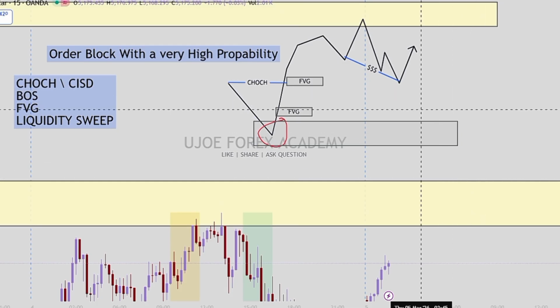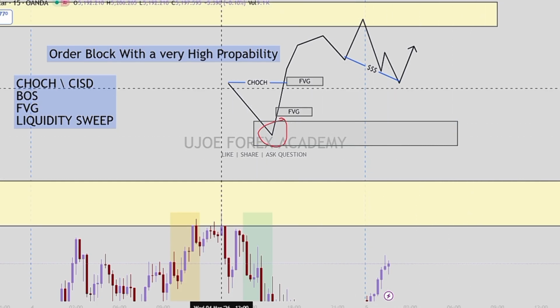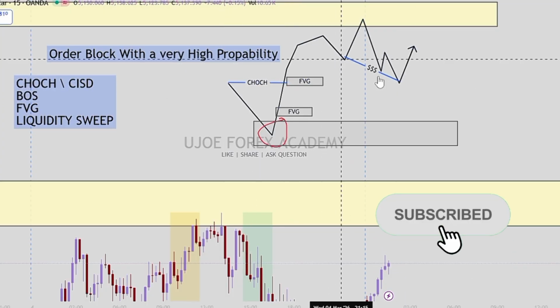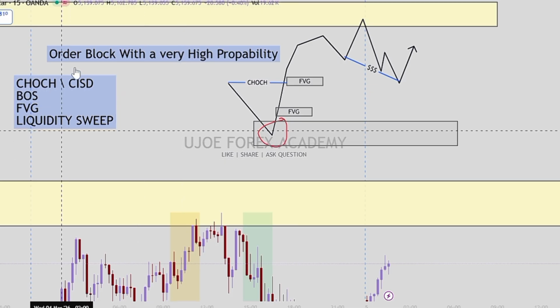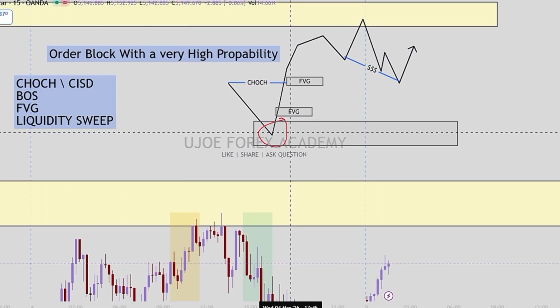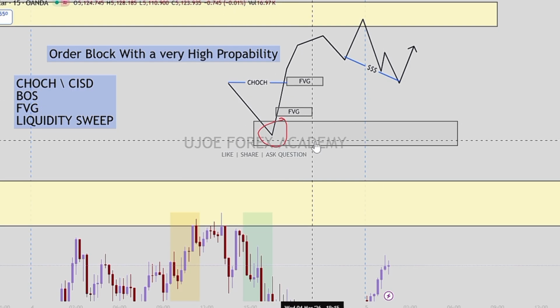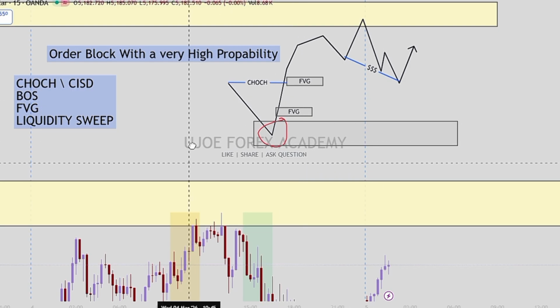So this is pretty much how it works. Once you have this and you have this and it keeps moving, you keep observing and all of that, then you apply all of these confidences and you're able to spot out what you want from your order block.